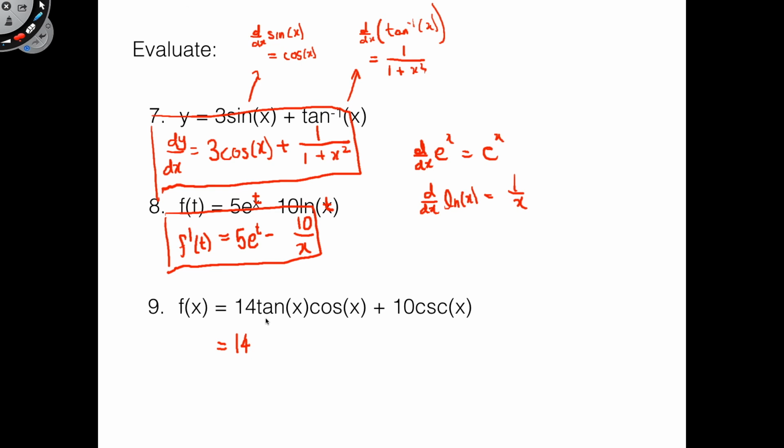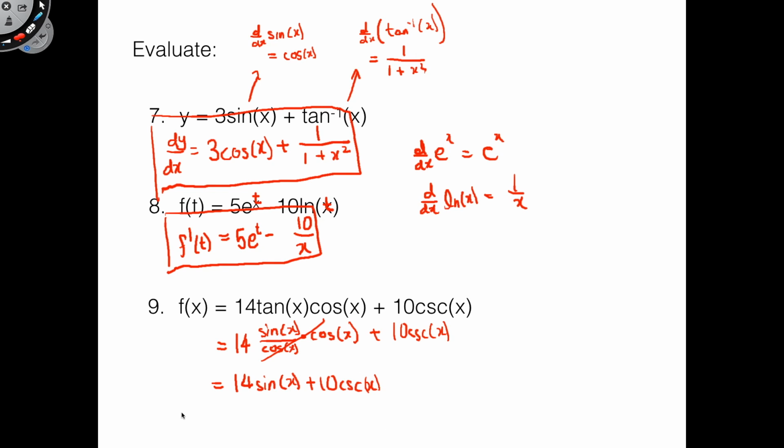And again, what is tangent? Let's think about that for a second. Tangent is basically sine of x over cosine of x, right? And then we're multiplying that by cosine of x, and plus 10 cosecant of x, right? Now, the cosines are just going to cancel, so we're left with 14 sine of x plus 10 cosecant of x.